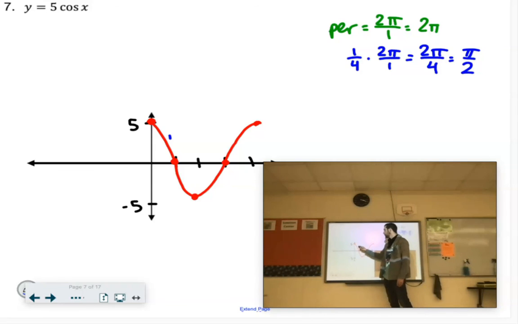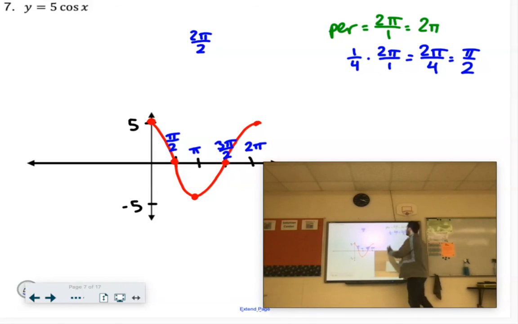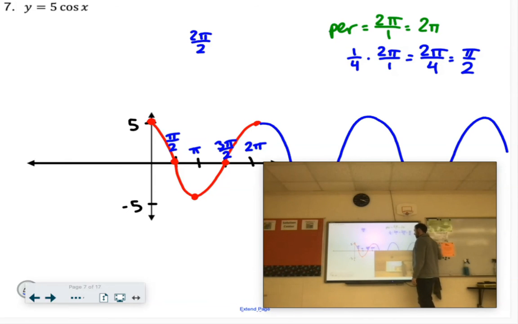So here will be 1 pi over 2. The next one would be 2 pi over 2, which reduces to 1 pi. Then we would have 3 pi over 2, and then we would have 4 pi over 2, and that would come out to 2 pi. So again, our period, or our cycle, is 2 pi, and this gives you one cycle from 0 to 2 pi. If it was to continue, it would just keep going like this.